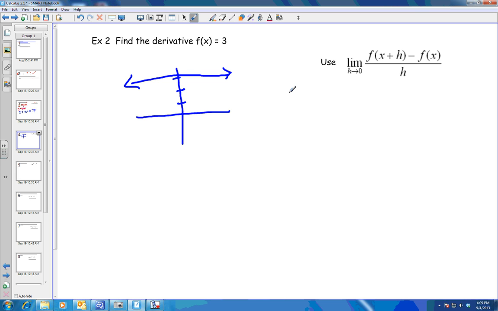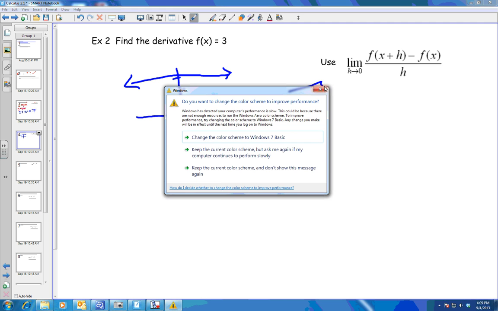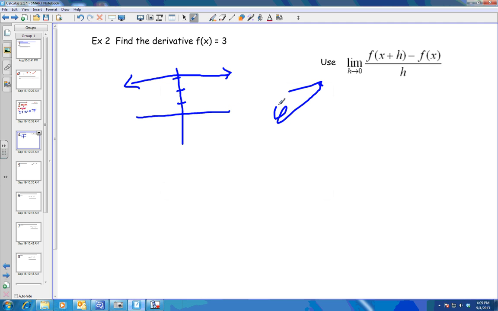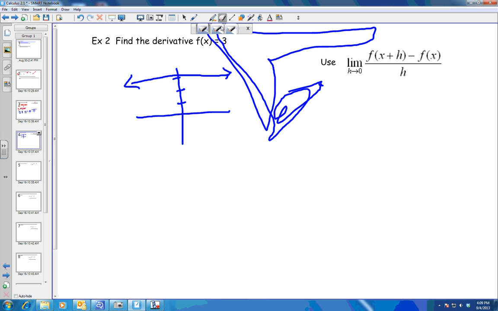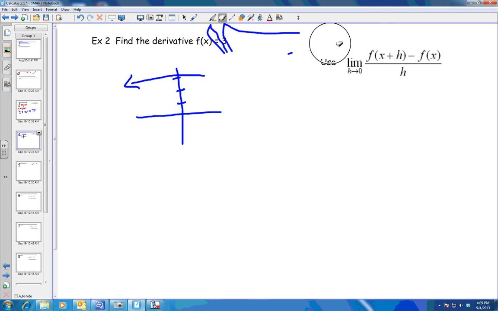Well, the rate of change of a horizontal line is, I don't know why that keeps coming up, oh, I don't know what it's doing now. Hang on. It's not letting me, hang on. Okay, let me see if it'll let me.